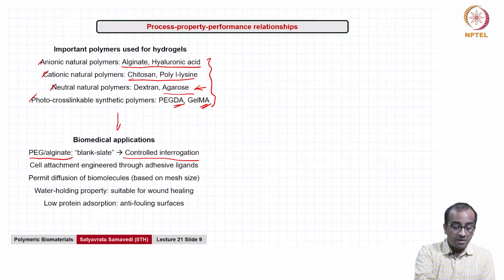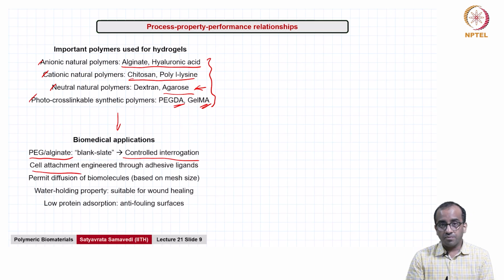You can also enable cell attachment through the grafting of cell adhesive ligands such as RGD, which is a peptide sequence that cells can recognize. So you can now covalently attach to the hydrogel network these RGD sequences onto which cells can attach. Of course, based on the mesh size, these hydrogels can also promote diffusion of biomacromolecules, and we will look at some quick examples of that when we look at stimuli-responsive hydrogels in just a while.